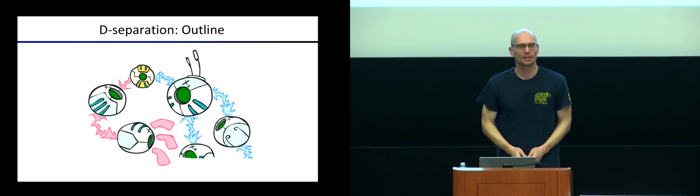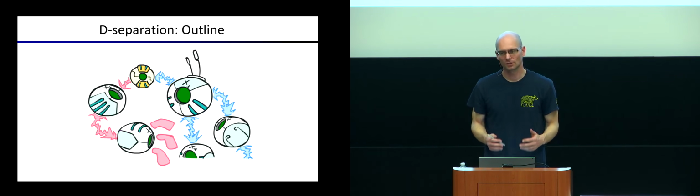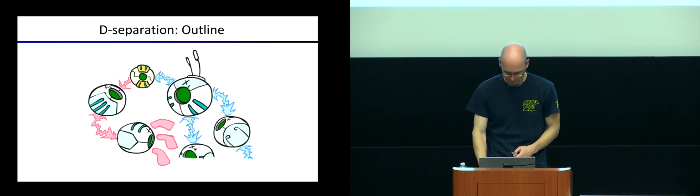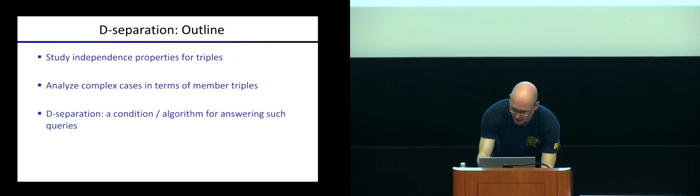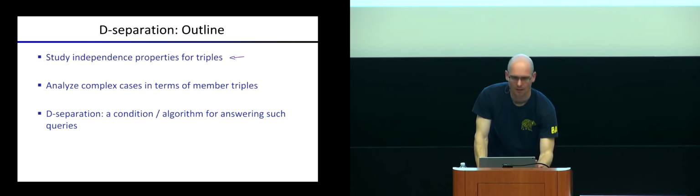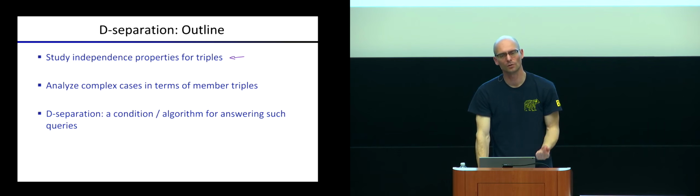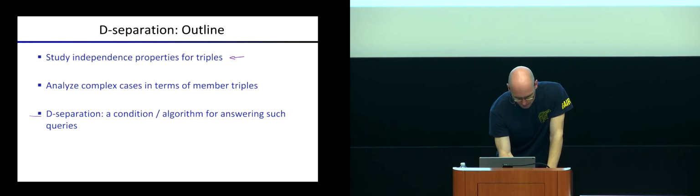Okay, let's start thinking about how we can come up with graph algorithms to conclude independencies between variables in Bayes nets. The way we'll do it is we'll first study this for triplets, and then for more complex cases, we'll refer back to the triplet cases and say, okay, this complex case can be solved by just looking at triplets that constitute the more complex case. And the thing we'll come up with ultimately is something called d-separation.